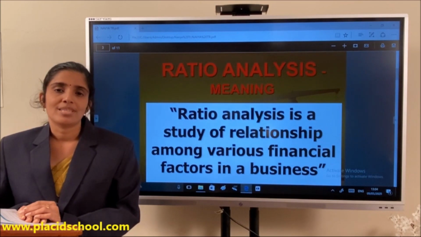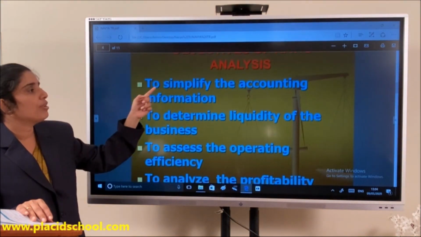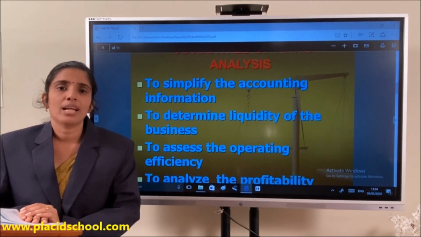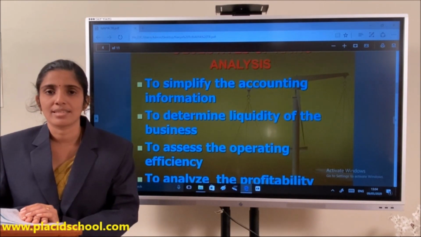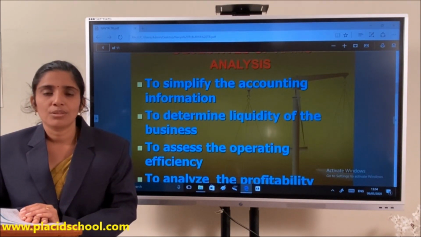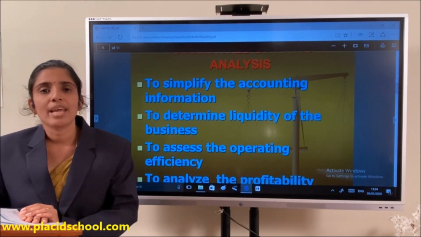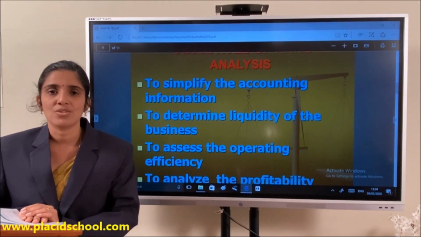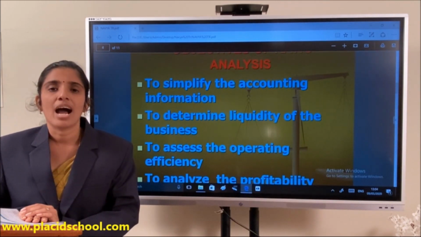The main purpose, or the objective of ratio analysis, is to simplify the accounting information. At the preparation of the profit and loss account and the balance sheet, we use a number of accounting terms and techniques. So through the ratio analysis, we can simplify our accounting data, so it can be easily understandable to all the users. Users means bankers, investors, creditors, etc. That means ratio analysis simplifies our accounting data. That is the first objective.